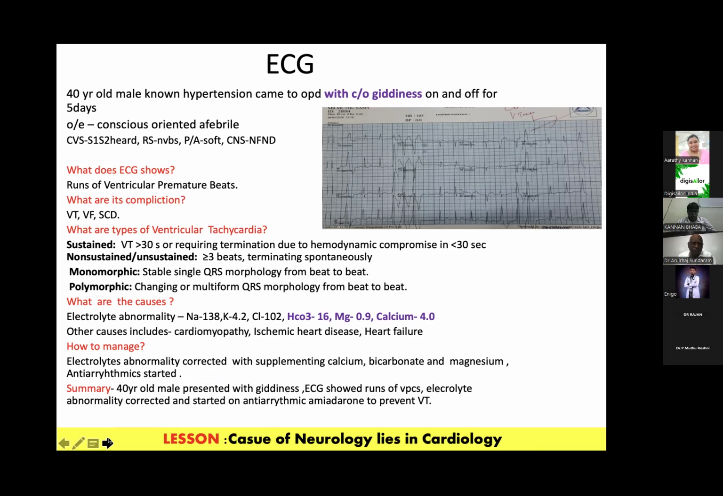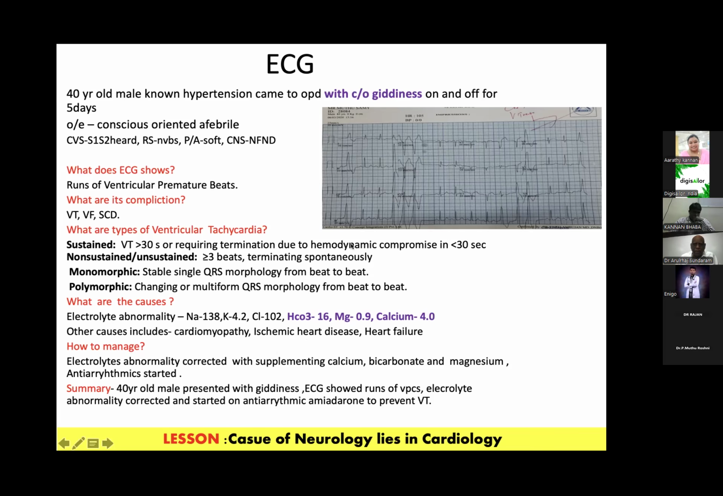This 40-year-old man came with known hypertension, with giddiness on and off. Just checked his pulse rate. It was totally irregular. Took an ECG, shows runs of ventricular premature beats. It can go to a ventricular tachycardia at any time. Had some electrolyte abnormality, calcium abnormality. There can be many causes for it, like autonomic neuropathy, cardiomyopathy, coronary artery disease. But usually it is due to an autonomic neuropathy.